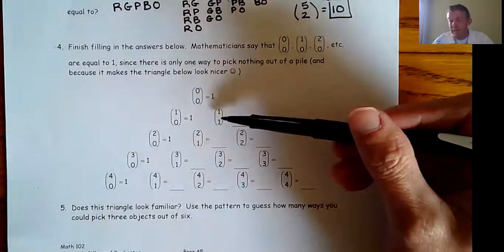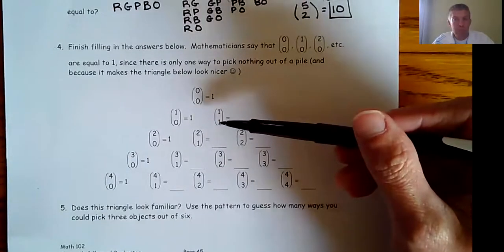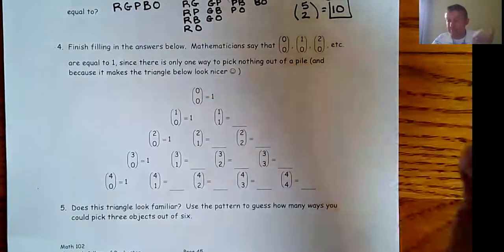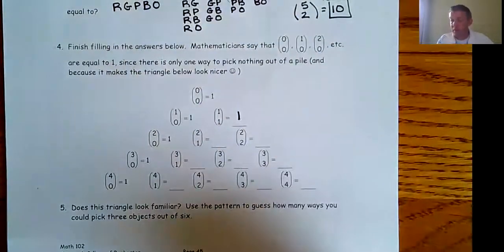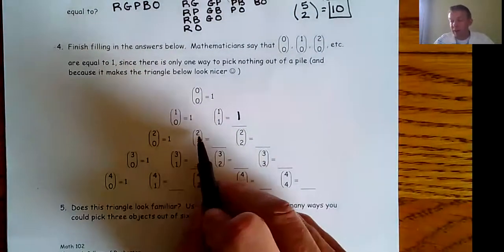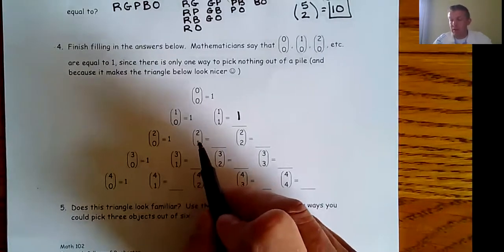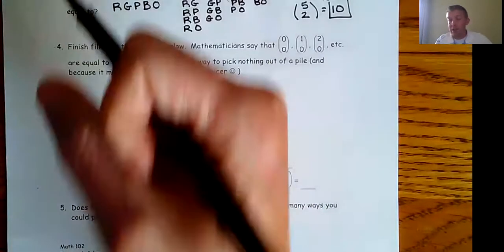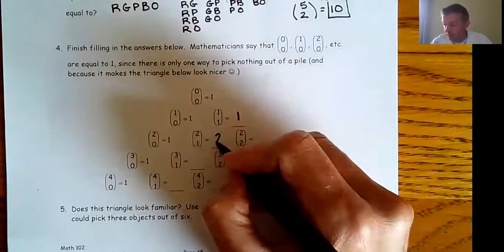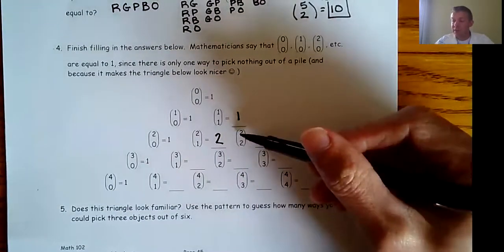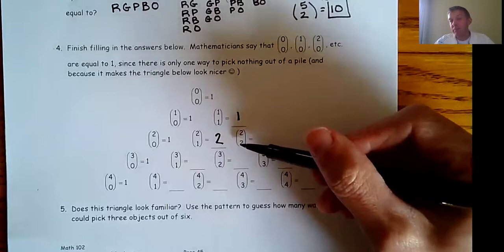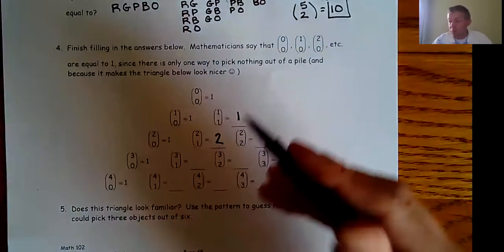1 choose 1. If I've got 1 block, how many ways are there to choose 1 block? I can take the 1. That's it. If I have 2 blocks, how many ways are there to choose one of them? I could take the green or I could take the red. There's 2. But if I have 2 blocks, how many ways are there to pick both of them? I'd have to take both, so just 1.